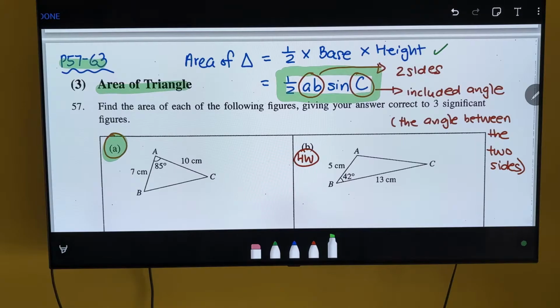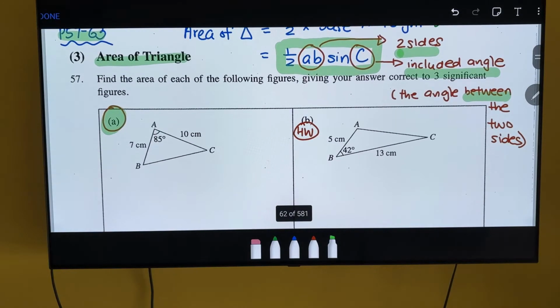Now, how do we apply this formula half AB sine C? A and B refers to two sides of the triangle, and C is actually the angle that is included. That means the angle that is between the two sides. So with that, let's have a look at some questions and we see how we can apply the formula.